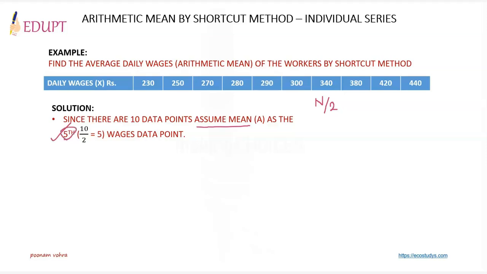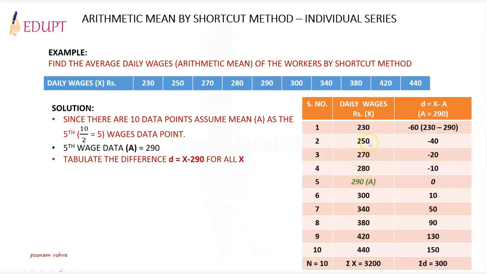So whatever is the fifth wage would be the assumed mean. So here, this is the fifth wage and this will be the assumed mean. Then we need to find the difference between the wages and the assumed mean. That is deviations. Have a look at the table.